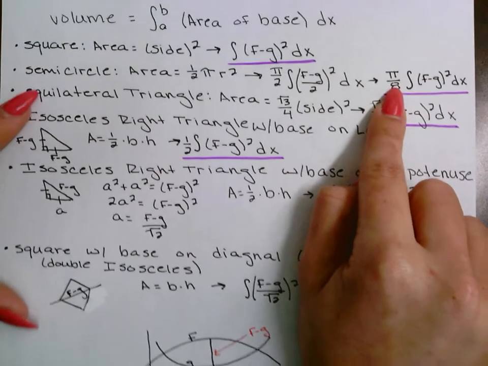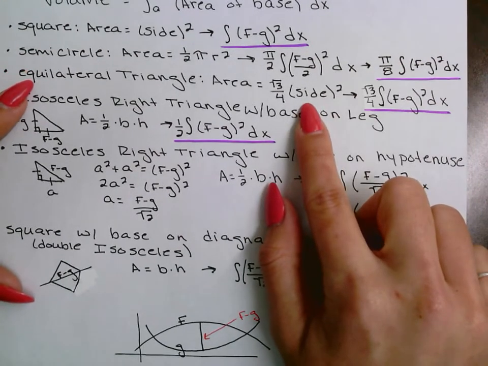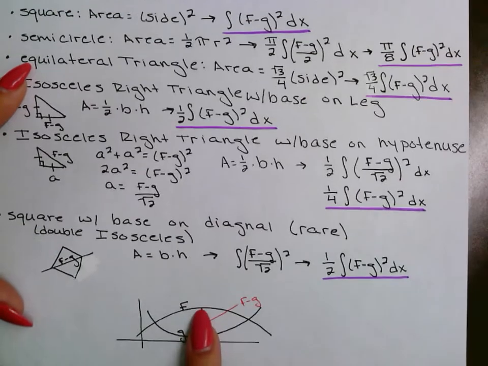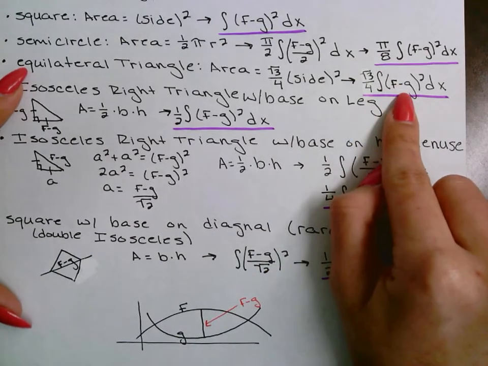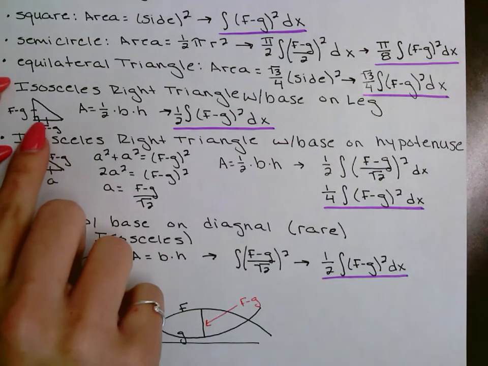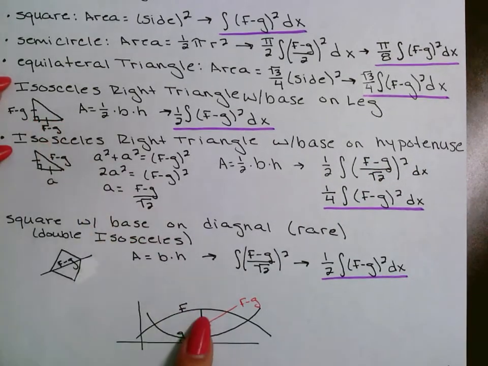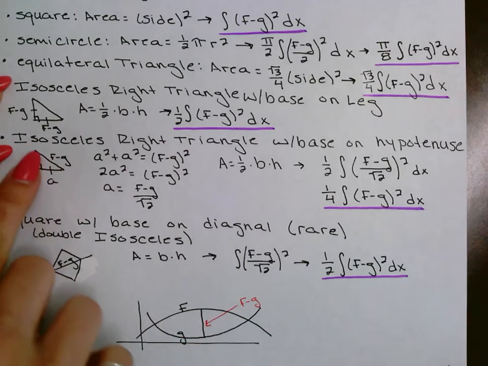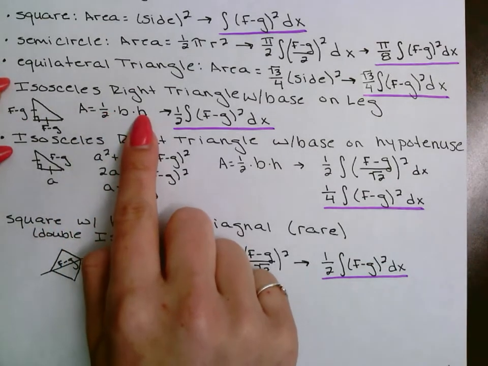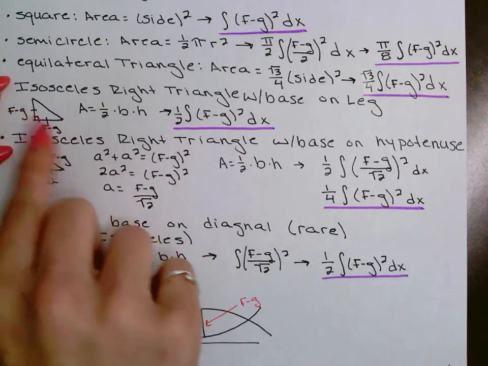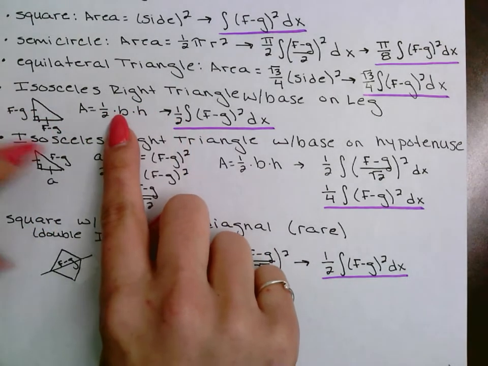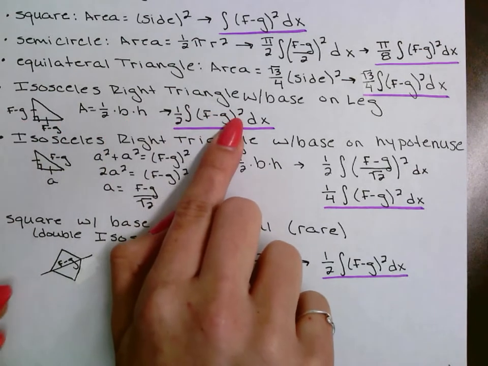Okay? So equilateral triangle, the area of that is radical 3 over 4 times the side squared. Again, that side is just F minus G. Okay, so that's the only part that changes here. Isosceles right triangles can be seen two ways. We could either put the leg as my F minus G, or I can put the hypotenuse as my F minus G. Okay, so area of a triangle is half times base times height. So if the base and the height are the same, I can just square these two and bring the half outside. So either the base and the height are both F minus G. That's why I got squared.